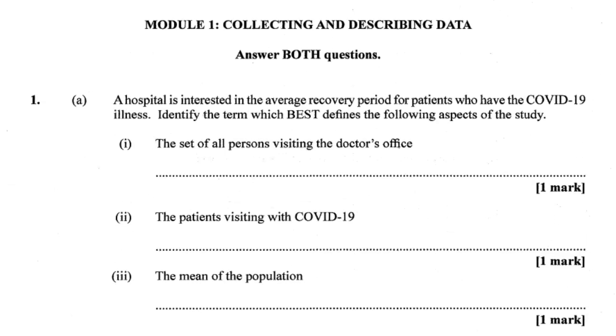Question 1, Part A. A hospital is interested in the average recovery period of patients who have the COVID-19 illness. Identify the term which best defines the following aspects of the study. 1. The set of all persons visiting the doctor. That seems to be the population. So all persons visiting the doctor would represent the population.